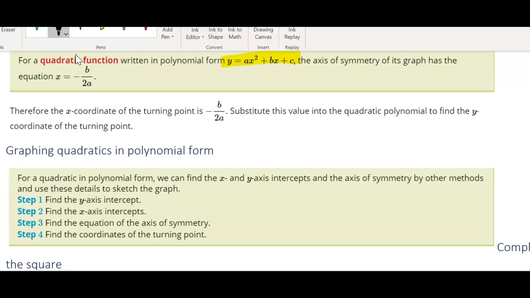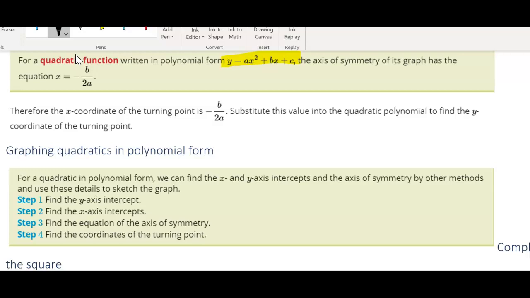Now, when you've got the x-coordinate of the turning point, to get your y-coordinate, remember, you just substitute it back into your equation. So you'd find a value for x by doing negative b over 2a, and then to get your value of y, you just substitute that value of x back into your equation.